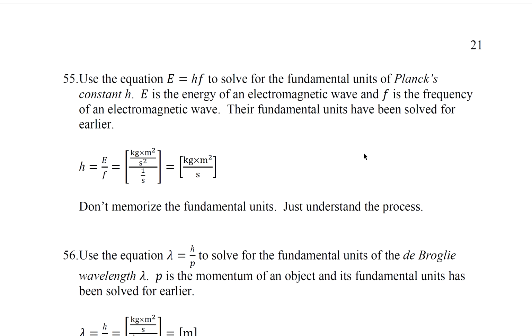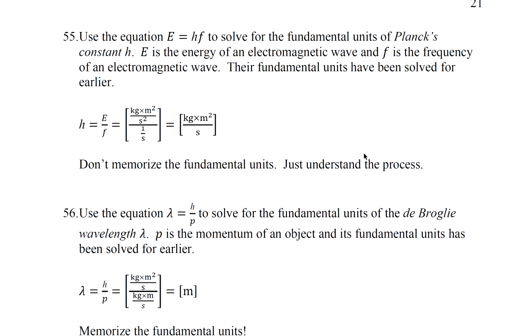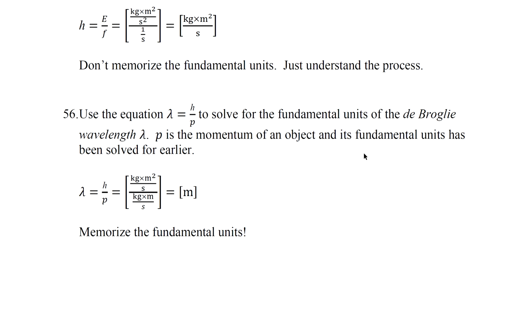Question 55, use the equation E equals HF to solve for the fundamental units of Planck's constant H. So first solve for H, plug in the fundamental units for energy and frequency, and you get an answer. Question 56, use the equation lambda equals H over P to solve for the fundamental units of the de Broglie wavelength, lambda. And wavelength should have the units of meters because it's wavelength, and we get units of meters.